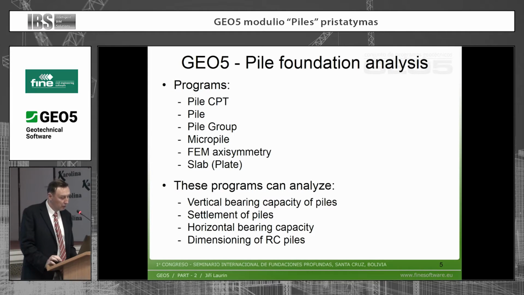Then we can compute horizontal bearing capacity. There are two ways. We can use the p-y method, where we introduce some models of subgrade reaction, or Broms' method, which is used in, I would say, Anglo-Saxon countries such as England. This is used very much in India, New Zealand, Australia, when you compute the horizontal bearing capacity of a pile. And of course we can do dimensioning of RC piles.